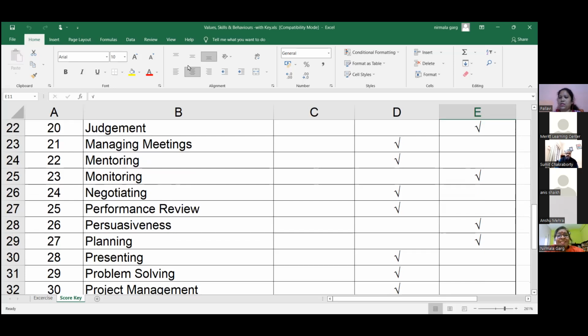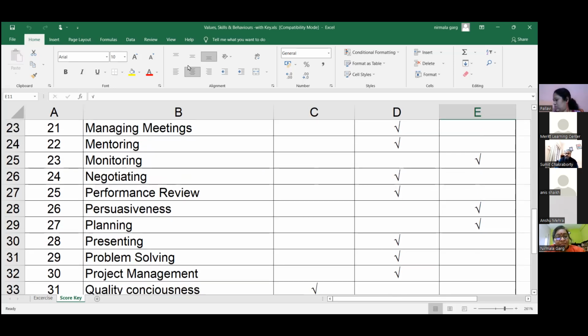Planning is a behavior because you can observe it. Planning and organizing, you can also take it as a skill, but typically planning is something you're doing. You can observe it. It's a skill as well as a behavioral issue. I was mentioning that it can be a skill also. It is also behavior.